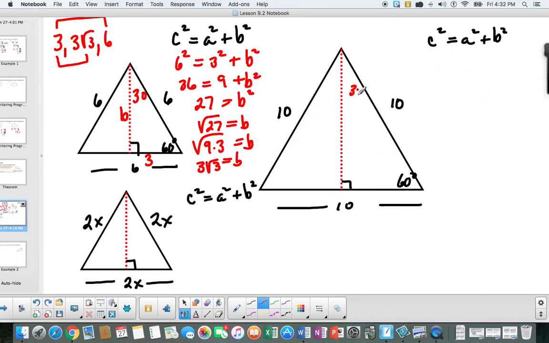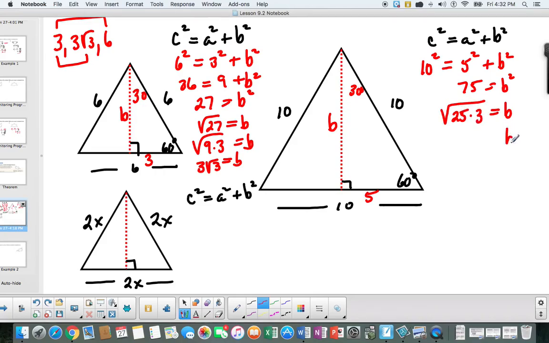This is going to be a 30-degree angle. This altitude is cutting this in half, so that's 5, and I'm going to call this b. So this is going to be 10 squared is equal to 5 squared plus b squared. B squared will be equal to 75. Therefore, b will be root 75, which is 25 times 3, and so b is 5 root 3. So let's write them all down. Short leg is 5, long leg is 5 root 3, and hypotenuse is 10. Look at the relationship between short side and hypotenuse, short side and long leg.